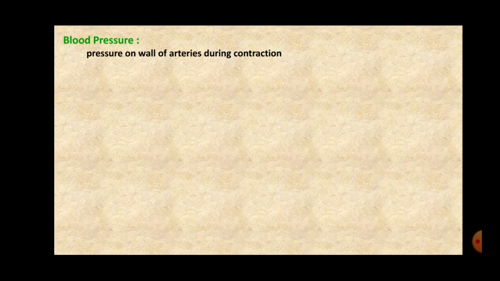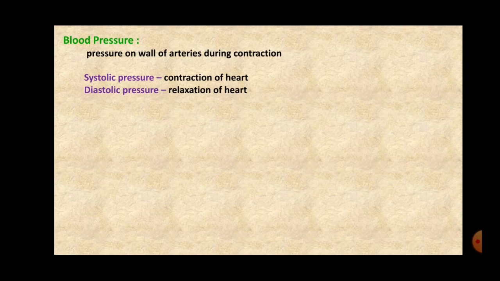is called the blood pressure. Now, when the heart relaxes, the pressure created is called diastolic pressure, and when the heart contracts, the pressure created on the walls of arteries is called systolic pressure. And the accurate blood pressure of a person is 120 upon 80 millimeter to 139 upon 89 millimeter of mercury. Hg is the symbol of mercury.